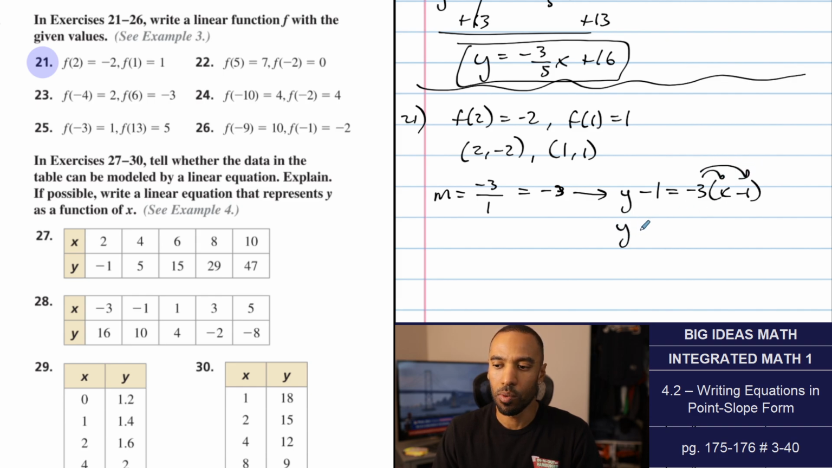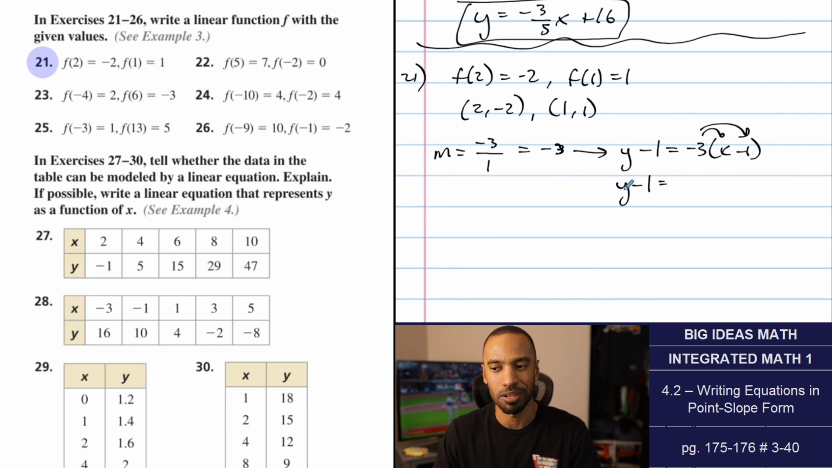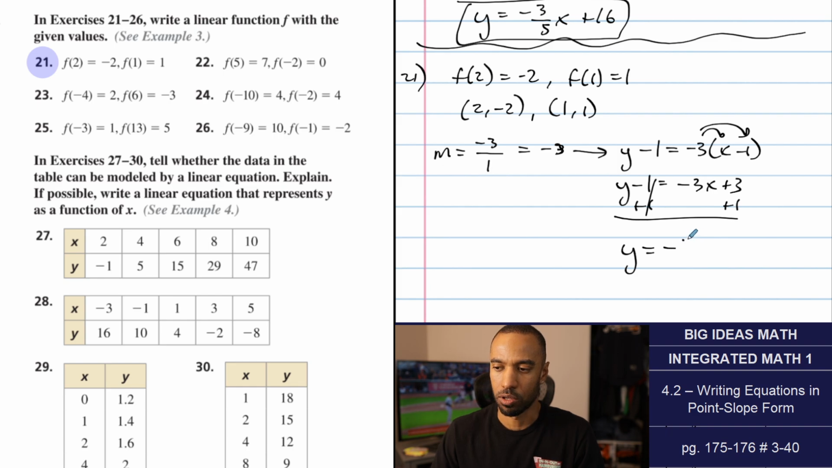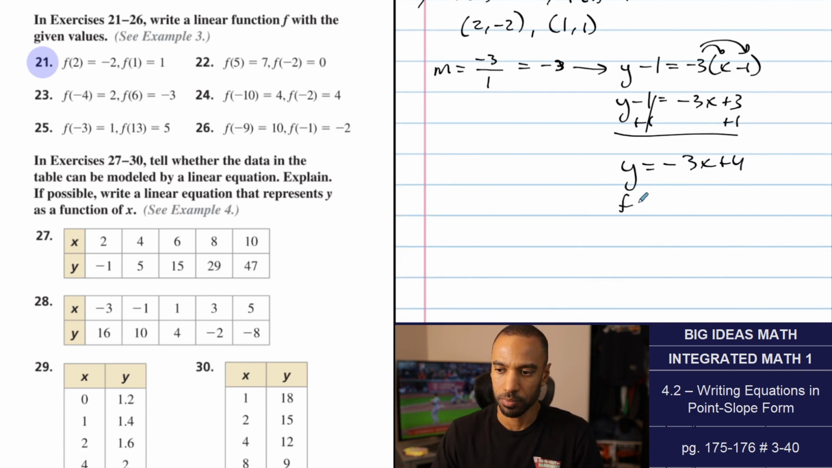Now, I do start with a y here to begin with instead of function notation because I don't like using function notation until it's by itself. It's a personal thing for me, and I think you guys would agree. It looks weird. So -3x plus 3 through distribution, and we add 1 to both sides. This is y equals -3x plus 4. But our final answer, let's write f of x equals -3x plus 4.